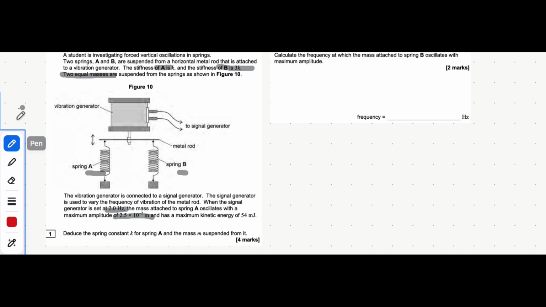What I like to do in these questions is just make a note of everything we're given. So we're given the frequency of the generator, we're given the amplitude that the springs move off at, we're given the kinetic energy. We want to find the spring constant k.